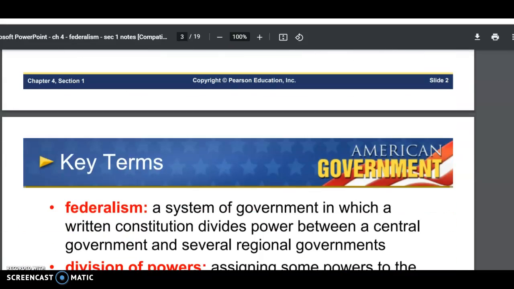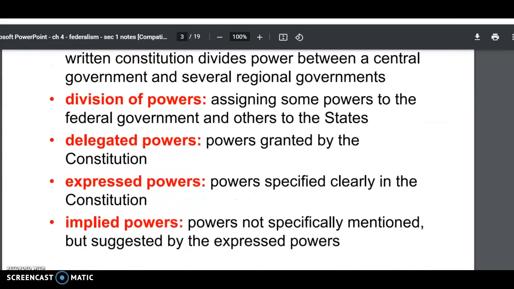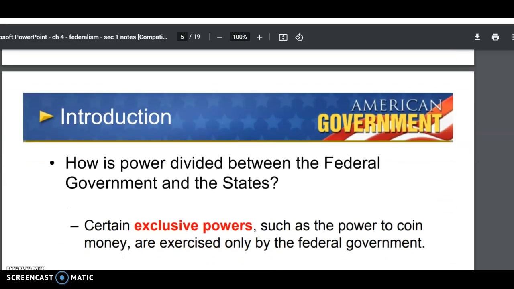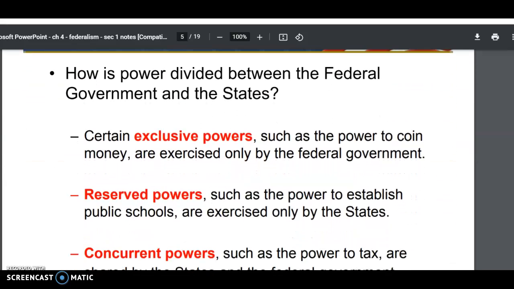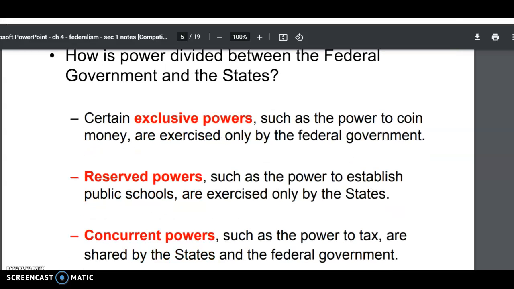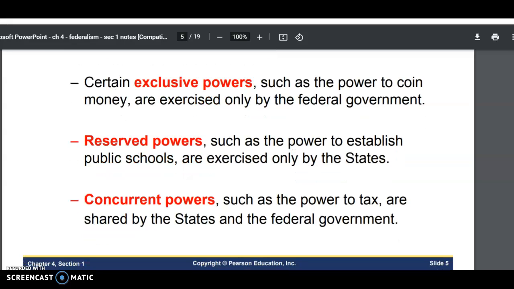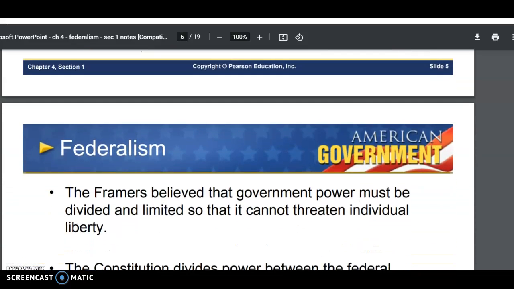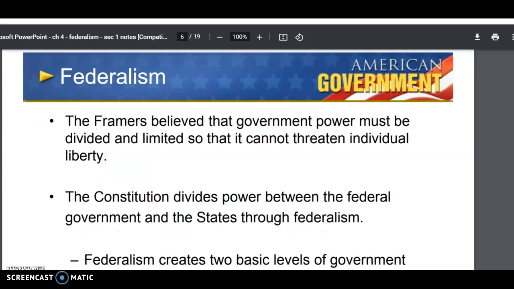The objectives for the lesson. There's some key terms you're going to need to know here. We're going to talk about them more in the actual notes themselves. Here was your focus question for today, about power being divided between the federal government and the state governments. Those three vocabulary words in red you will need to know: exclusive, reserved, and concurrent powers. We'll talk about them as we continue on in the notes.